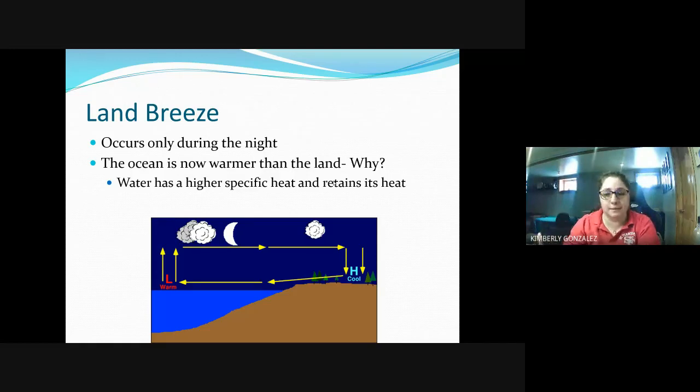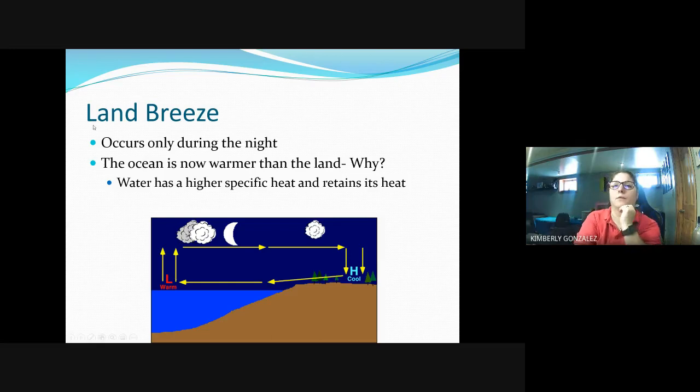So here's the same picture, but now it's nighttime, right? Your heat source is going to be your water because it has that higher specific heat, and it's releasing heat slower, right? So it will warm up the molecules over the water, which makes them move further apart, which makes them less dense, and rise up, move across, cool down over the land and then back.